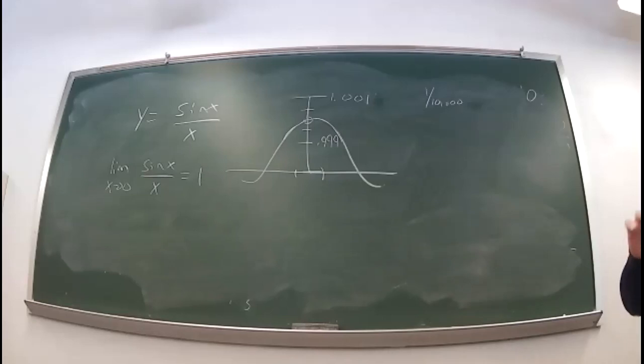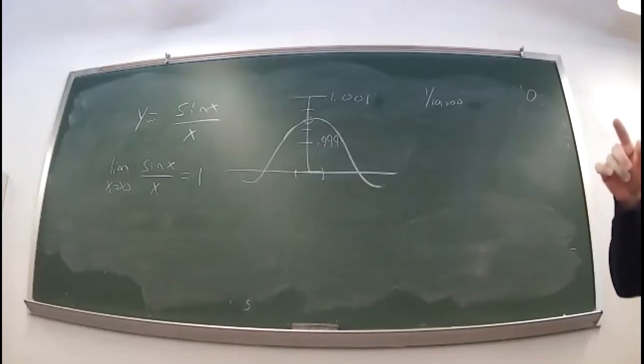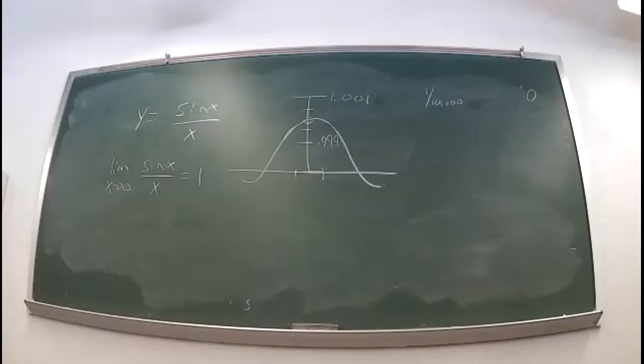But that's the process that I'm referring to, that if you challenge me with any small range of y values above and below 1, I can respond to that challenge by finding a small range of x values very close to 0, so that if x is in that range, then the y value is within the range that you picked. Does that make sense? Yeah. Thanks.